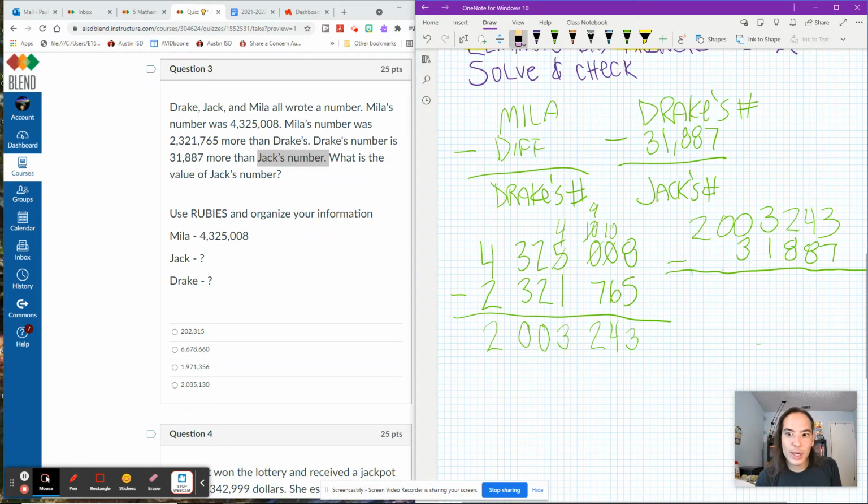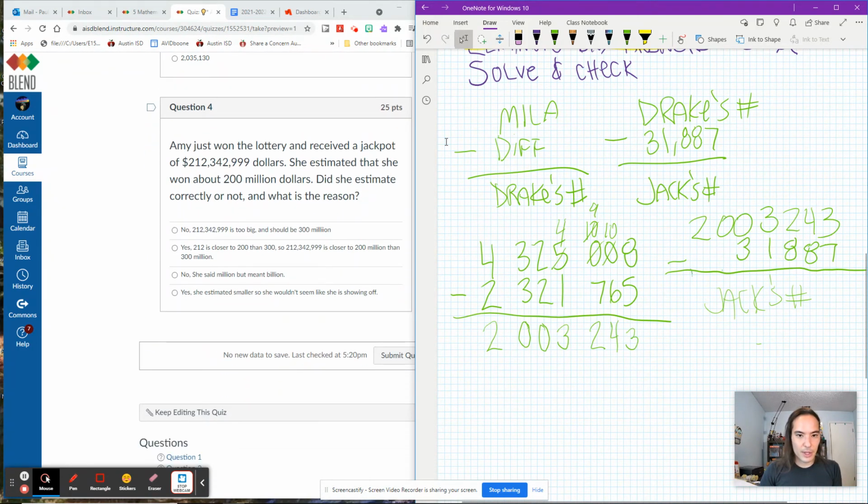So I want you to try this one on your own. I want you to try borrowing and everything, all right? There is going to be quite a few borrows in here, but you got it, all right? So give it your best shot. We've made it 2/3 through the problem. All we need to do is subtract 31,887 from 2,003,243, and that will give us Jack's number. All right, so I want you to try that. Okie doke. And then finally, I'm going to look at the last problem.